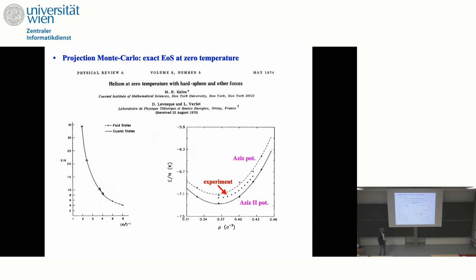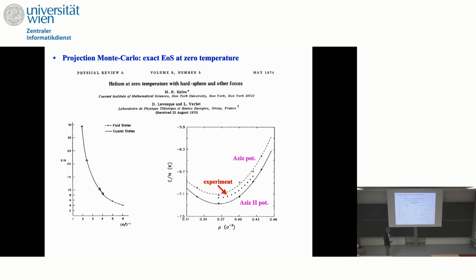Then, 10 years later, came this paper by Kalos, Levesque, and Verlet on using projection Monte Carlo, diffusion Monte Carlo, which in principle is exact, and using different two-body potentials like hard spheres, and then also other forces like the Aziz potential here. And they were able to show that you have a first-order phase transition from a fluid state of liquid helium to a crystal phase, so a solid phase, as you increase the density going in this direction.